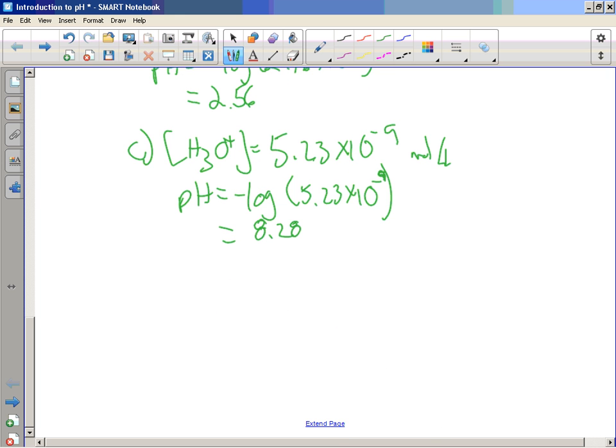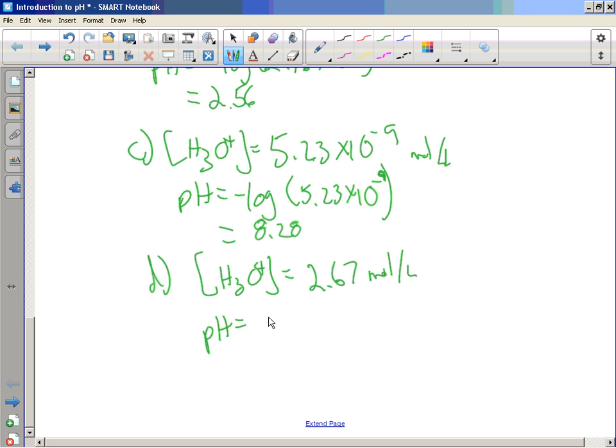Let's do one more example. D. The H3O plus concentration is 2.67 moles per liter. No exponents, just straight 2.67. No times 10 to the negative. It's a highly concentrated acid.